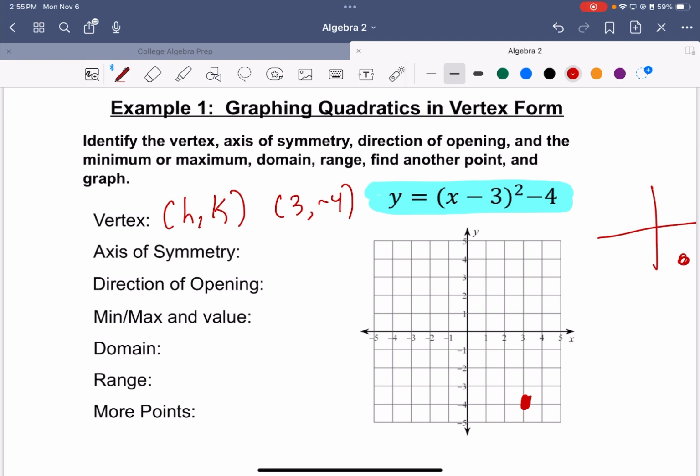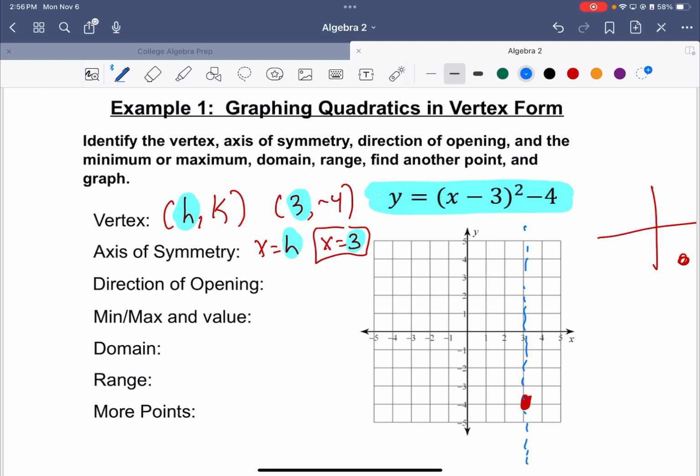Axis of symmetry. The axis of symmetry is always x is equal to h. Well, my h value is here, so that has to be the same. So my axis of symmetry is x is equal to 3. That's my axis of symmetry. Again, those things are all going to be the same. So if I draw in that axis of symmetry line, it looks just like that.